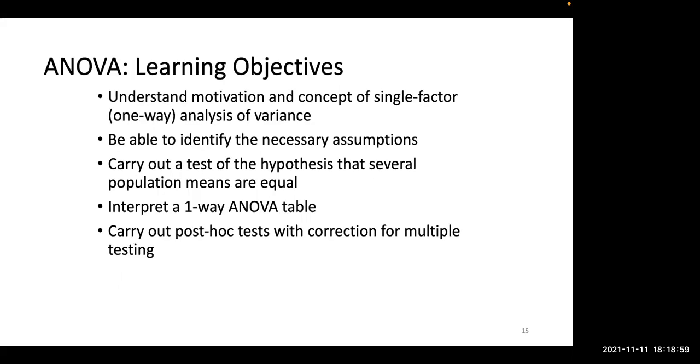Okay, the learning objective of ANOVA. So for a one-way ANOVA you need to do 5 different points. You need to understand the motivation. You need to know why you're essentially doing an ANOVA rather than a t-test. You need to be able to look at the underlying assumptions that an ANOVA has. You can carry out hypothesis tests for several population means that you consider equal, and you interpret a one-way ANOVA table, which we'll do later. And then you can carry out post hoc tests to essentially look at each individual difference.